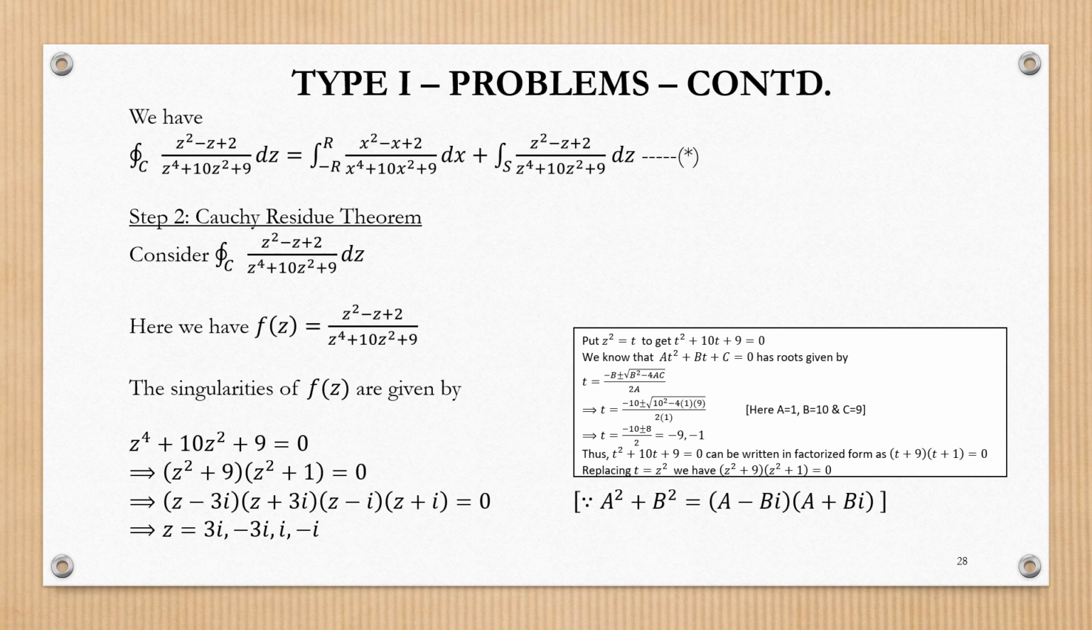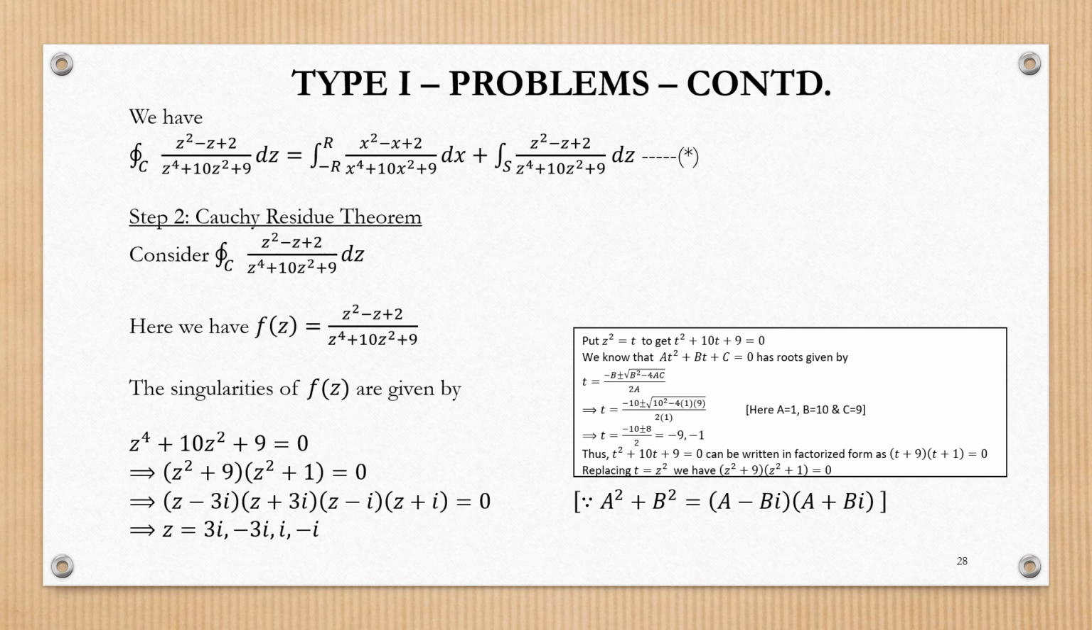We write equation star. Now by now I am sure you are able to understand how the equation star is being written. Then we evaluate the left hand side contour integral by Cauchy residue theorem. The function here is z square minus z plus 2 divided by z power 4 plus 10z square plus 9. So the singularities are achieved by equating the denominator to 0, that is z power 4 plus 10z square plus 9 equal to 0.